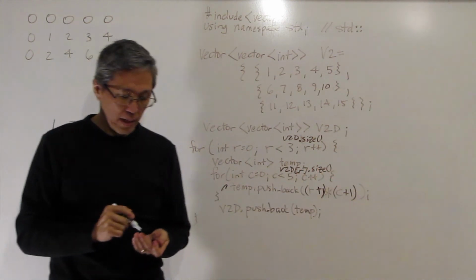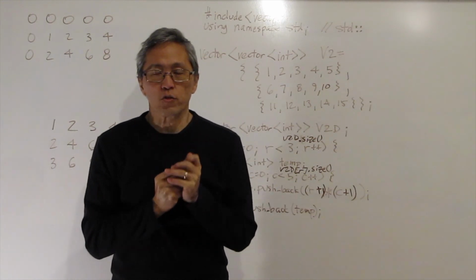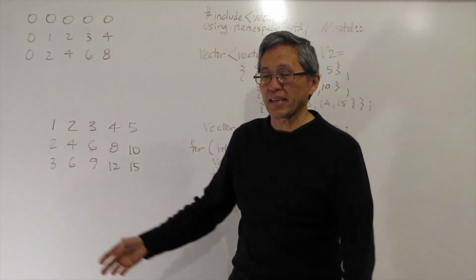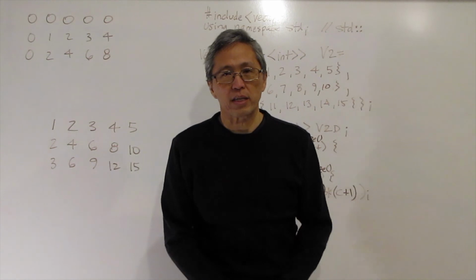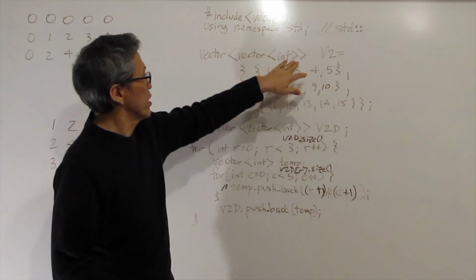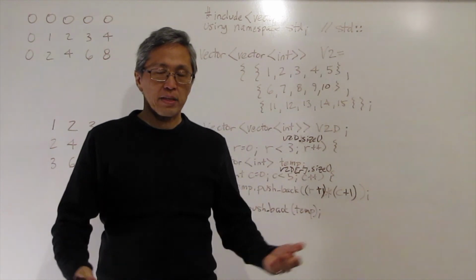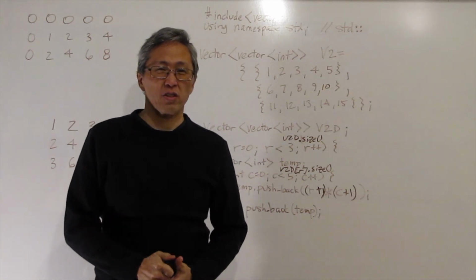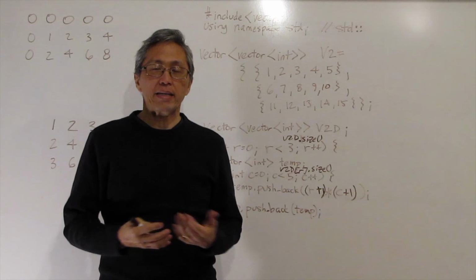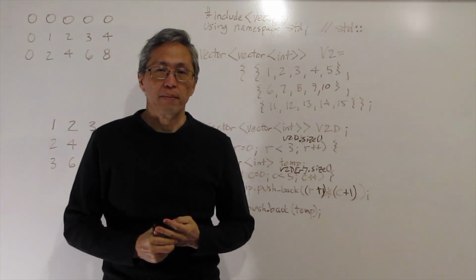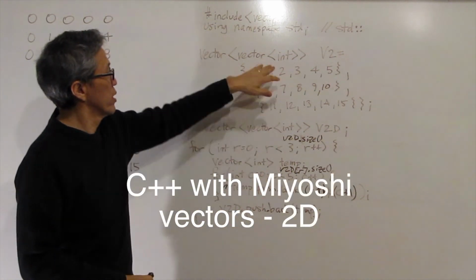Okay, so 2D vectors, very useful, especially when you're making tables. And again, the tables don't have to be just integers. They could be whatever data type you can put in there, which is any data type, any class, any object that you create, any structure that you create, anything, any data type you can use anywhere in your program, you can use in a vector.